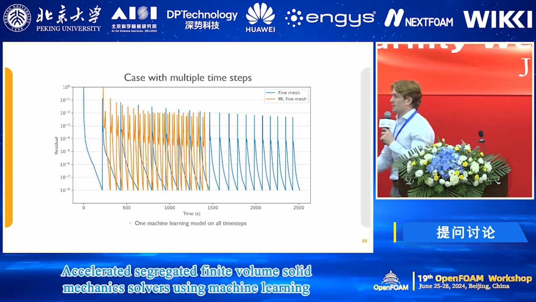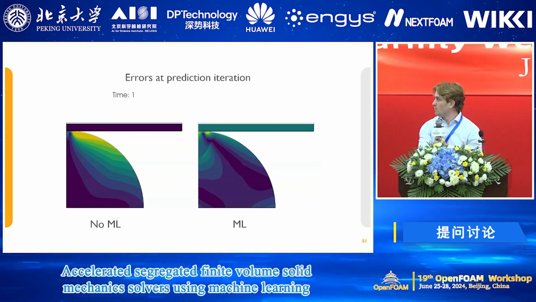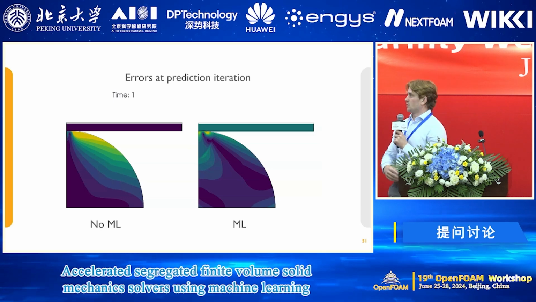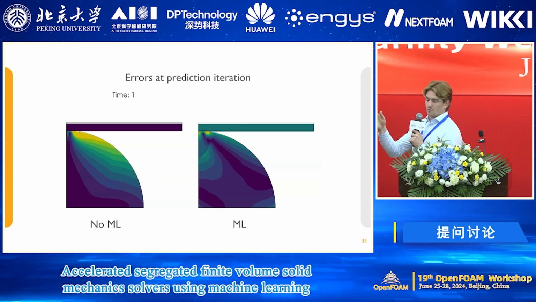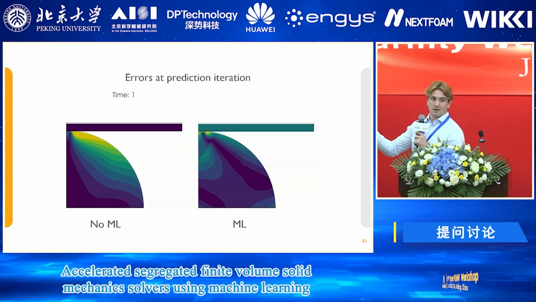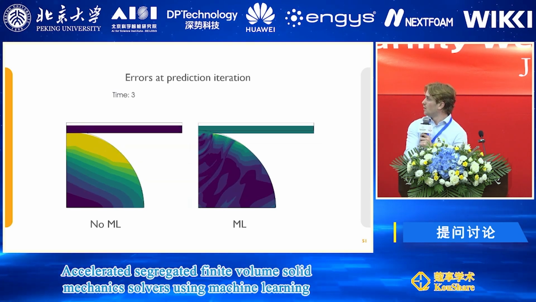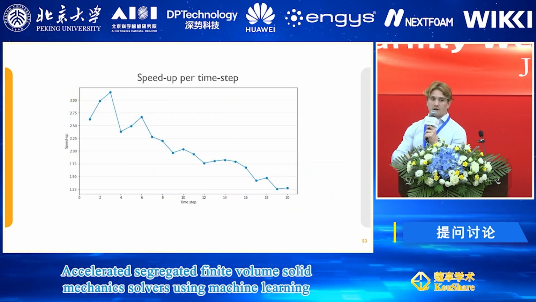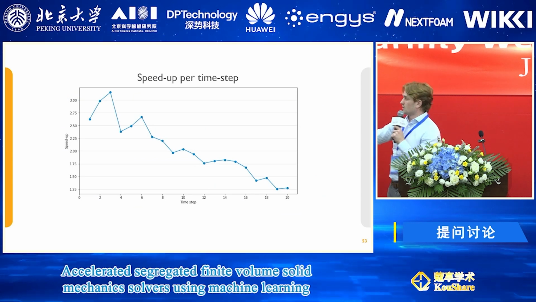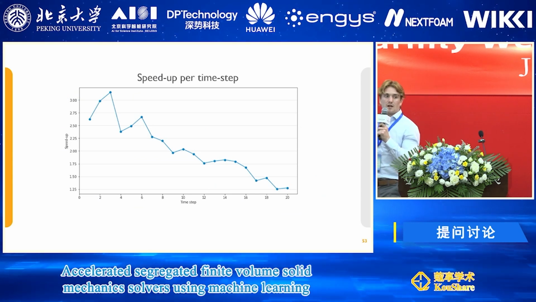And the point I was making is that the coarse mesh solution will compound an error in training. That's why the speed up is better at the earlier iterations, because here the machine learning model is going to have to extrapolate more.